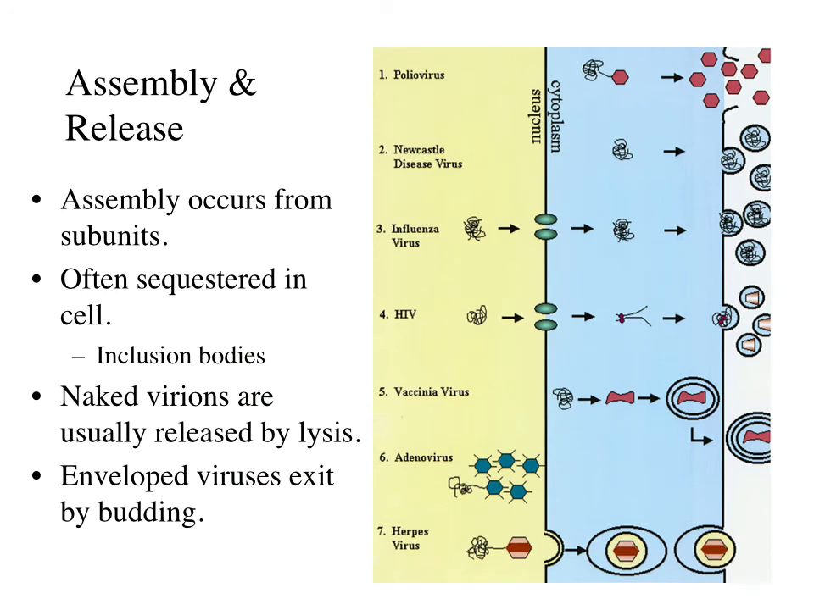Assembly and release would be the next steps in virus replication. We said that assembly occurs from subunits, sort of akin to what we see happening in a car factory. A nice illustration of assembly of viruses is shown through phenotypic mixing experiments.